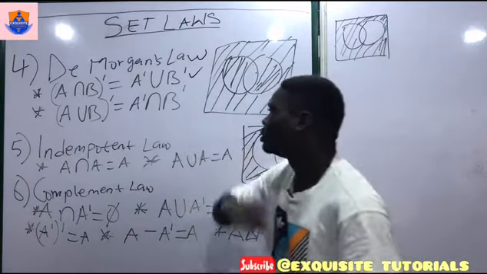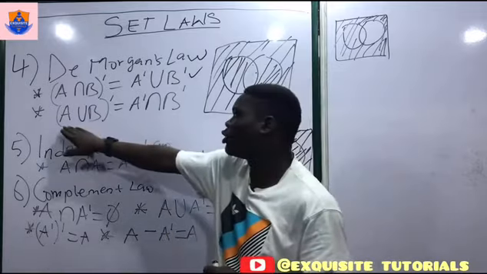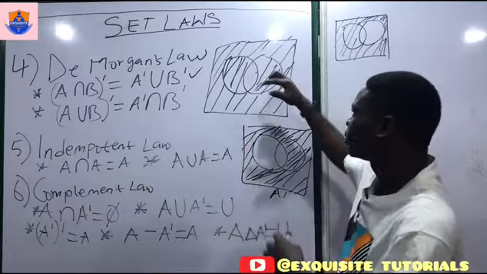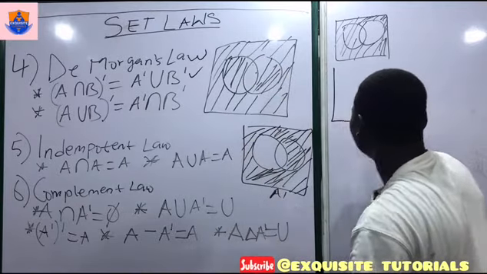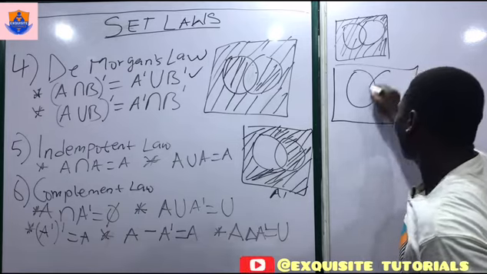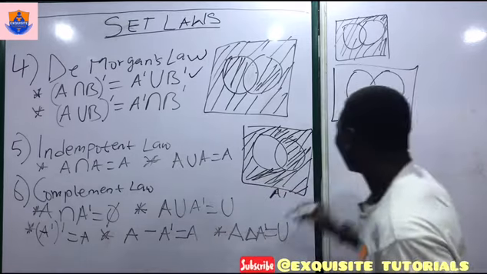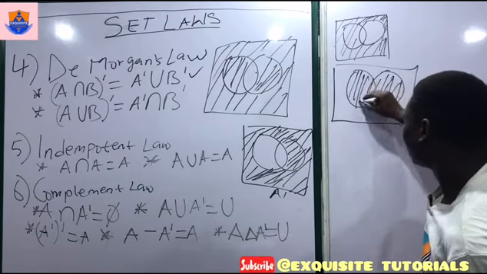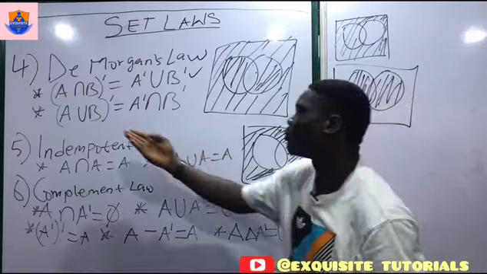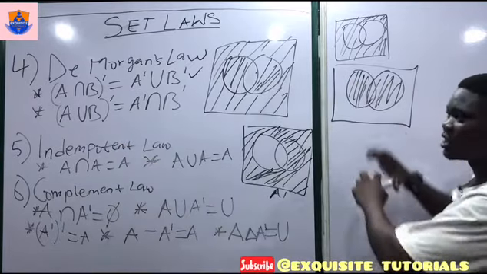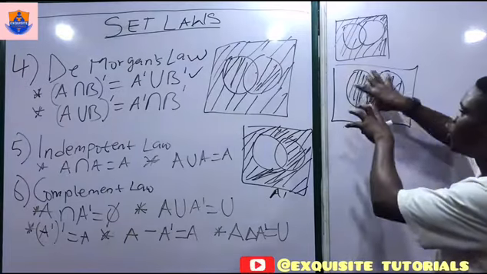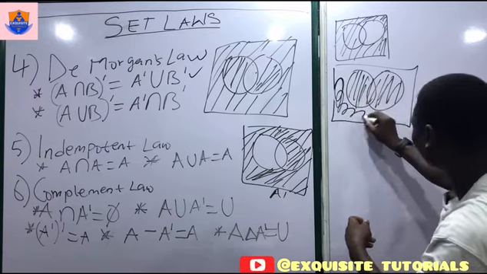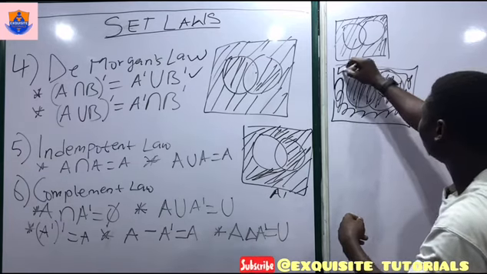What about the second De Morgan's law? When you have A union B, adding A and B together, then the complement, it's basically the outer part. Let me draw it. You have A, B. A union B are those elements in A, adding it up with the elements in B. Now, what will be the complement of A union B? They are those elements that are in the universal set, but not in A union B. So it's actually this region.